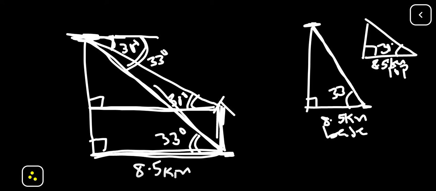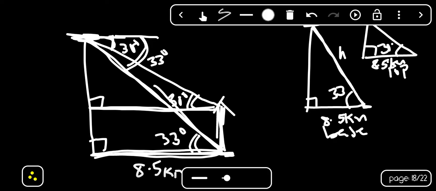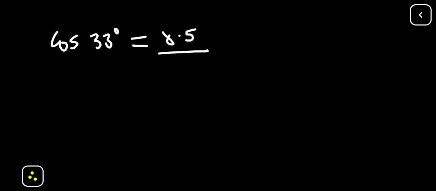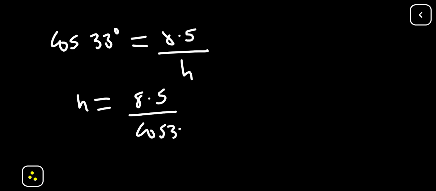So using SOHCAHTOA also, we have adjacent, we have hypotenuse here. So adjacent over hypotenuse is cos. That will help you understand what to do. Using cos, you'll be able to find the shortest distance. So cos 33 degrees is equal to adjacent, which is 8.5, over hypotenuse, which is h. We do not know that. That's what we're looking for. So that means h is going to be 8.5 over cos 33 degrees.